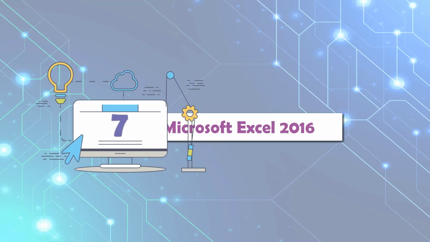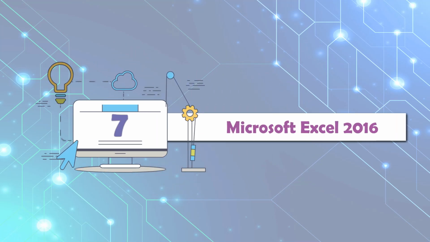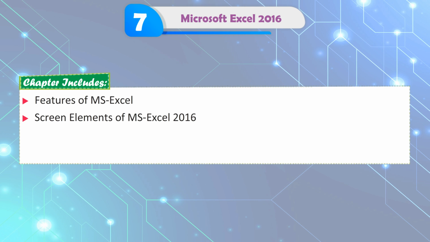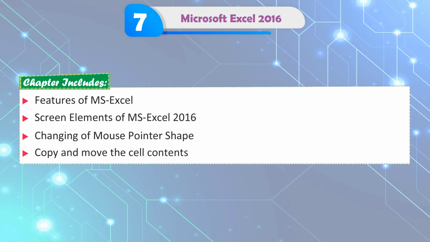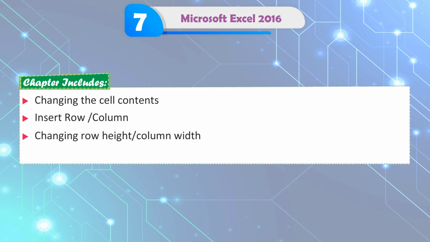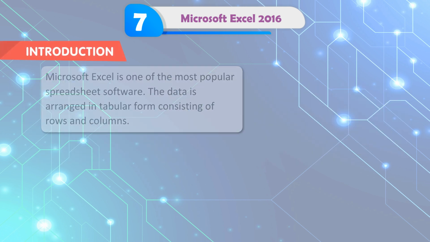Chapter 7: Microsoft Excel 2016. This chapter includes features of MS Excel, screen elements of Microsoft Excel 2016, changing of mouse pointer shape, copy and move the cell contents, delete cell, row, column, autofill, starting Microsoft Excel 2016, entering data, changing the cell contents, insert row, column, changing row height and column width.